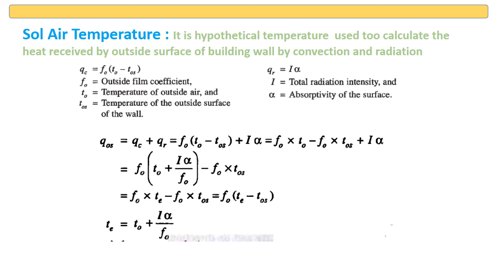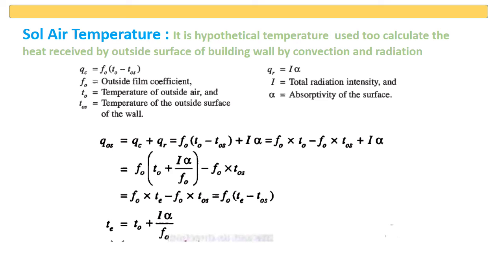So Q convection is given by F0 into (T0 minus TOS), that is the outside surface, plus I into alpha. I is your total radiation intensity, alpha is the absorptivity. When you open this, F0 into T0 minus F0 into TOS, and this F0 is taken in the second line of the expression.